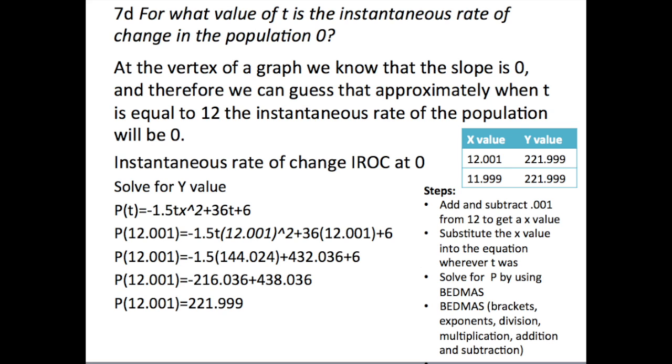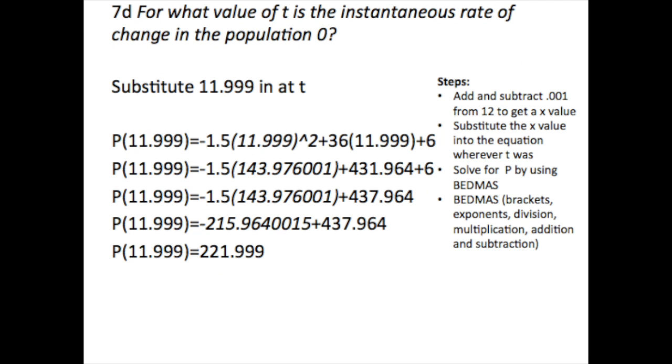So now you do the exact same thing you did on slide 7, where you sub in the x values into the equation to solve for the y values. Do this for both x values. Once you've solved for one, solve for the other. Before you did 12.001, so on this side you're doing 11.999. Remember to use BEDMAS, otherwise you will not get the correct answer.